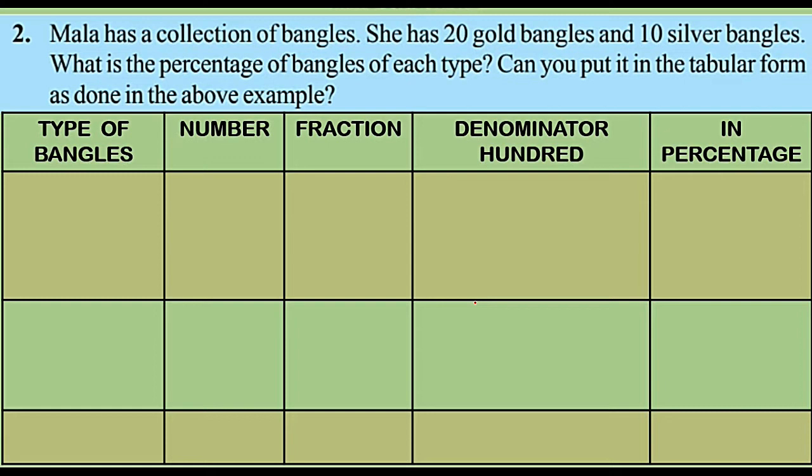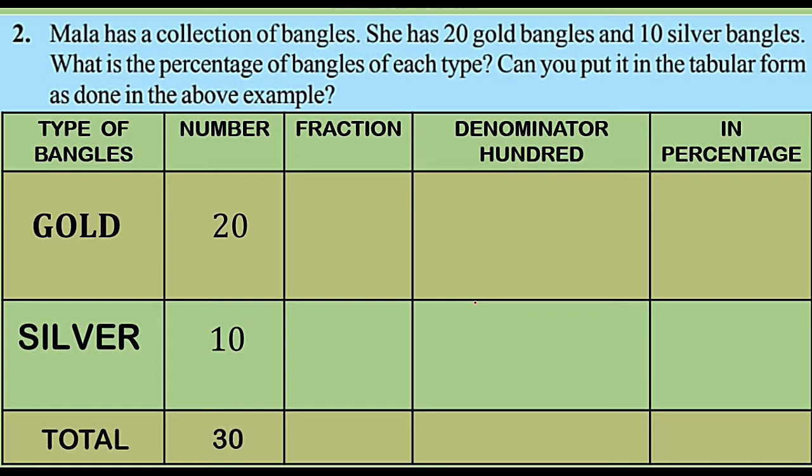First type of bangles, then number, fraction, denominator 100 and in percentage. Let us take the gold bangles first. How many gold bangles are given? 20. Now silver bangles. How many silver bangles are given? 10. What is the total number of bangles? Total number of bangles is 30. 20 plus 10 is 30.